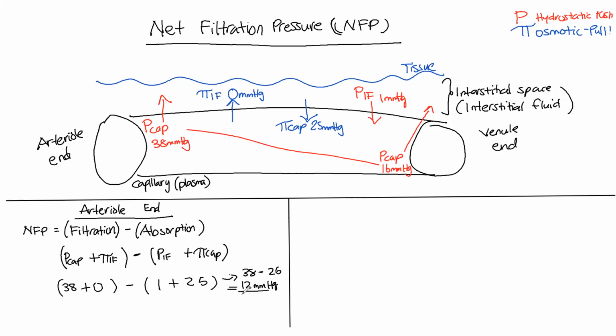There are two ways that we know that this favors filtration. One, we can simply look at the values, right? The 38, which is the bigger value here, is the overall value of the filtration forces. The other simple way is just looking at the sign of the value. Because this is a positive number, 12 millimeters of mercury, we also know that this favors filtration. So on our arterial end, we have calculated and proved that this favors filtration.